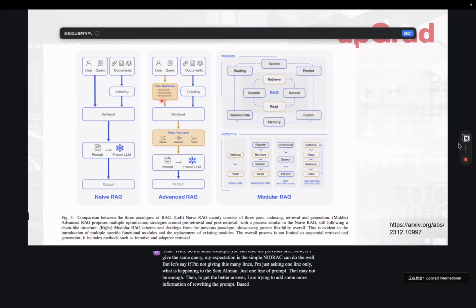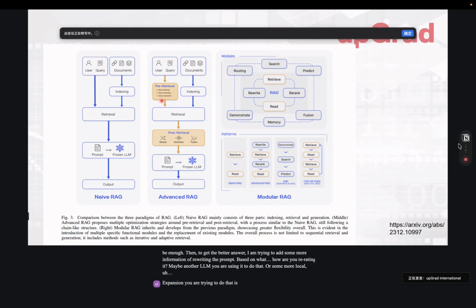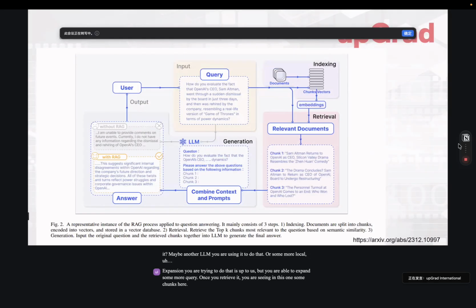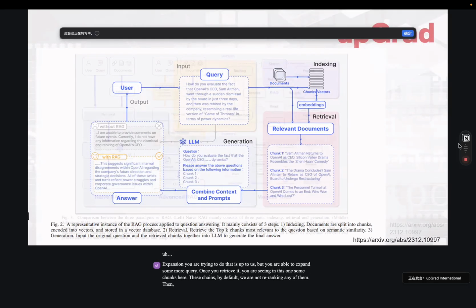Based on what, how are you rewriting it? Maybe another LLM you are using to do that, or some more local expansion you are trying to do. That is up to us. But you are able to expand some more query. Once you retrieve it, you are seeing some chunks here. These chunks by default we are not re-ranking. Then there is a retrieval.